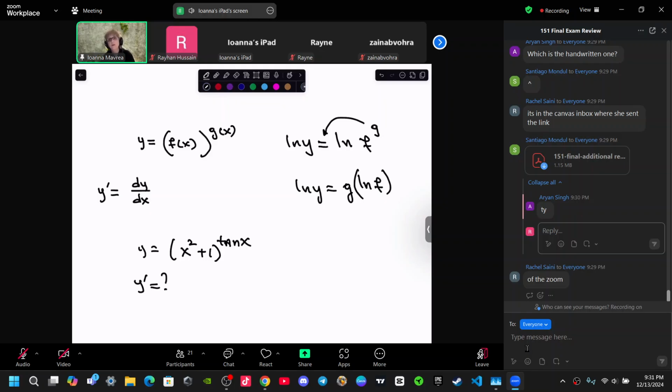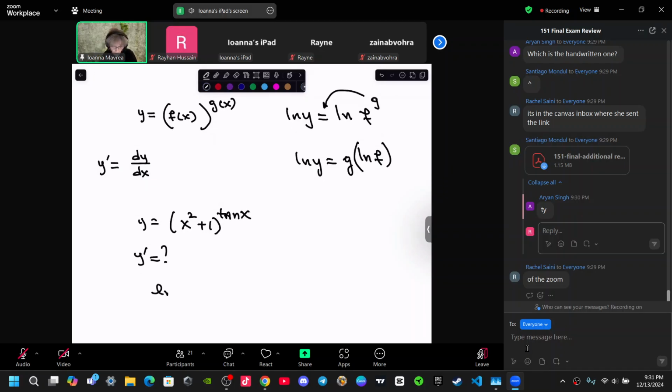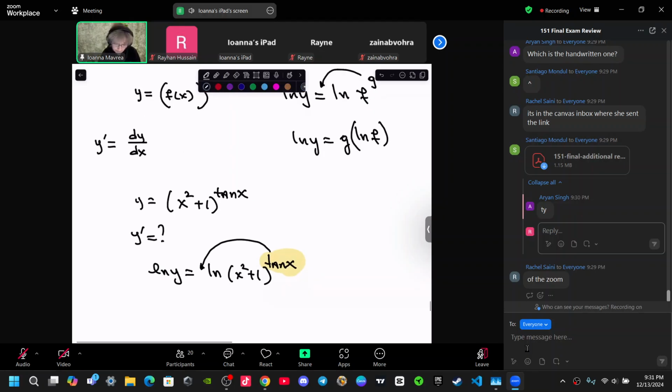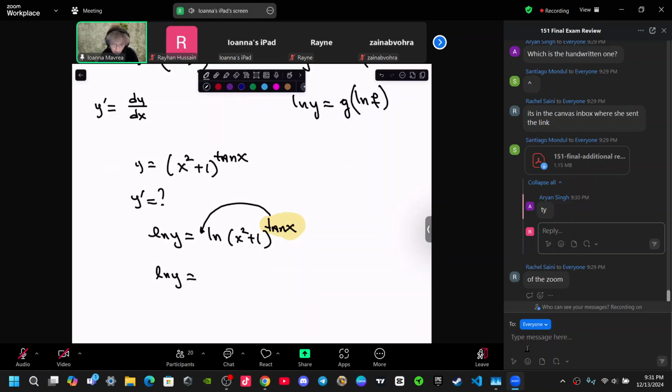So what do you need to do? Break the form. Log of the left is equal to the log of the stuff on the right. So the whole power needs to come down. Where? Outside the log. So natural log of y is equal to tangent times stuff. If you're going to take a derivative of both sides of this equation, the right side is a product, tangent times stuff. So you're going to use the product rule.